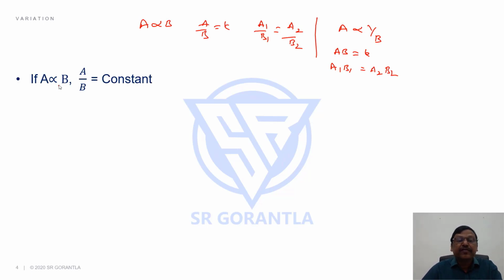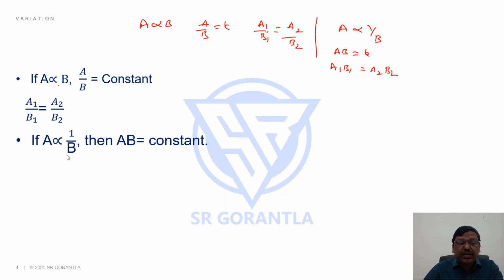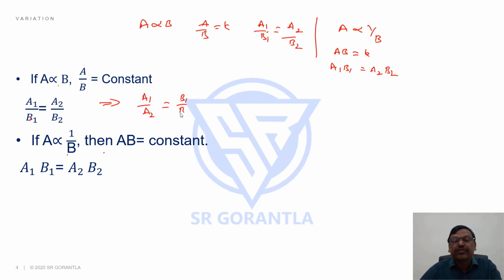If A varies directly with B, A by B is constant. We can say A1 by B1 equals A2 by B2. If A varies inversely with B, then A into B is constant, or we can say A1 B1 equals A2 B2. Here I can also write this as, if A2 goes this side, A1 by A2 will be equal to B1 comes right hand side, B1 by B2.